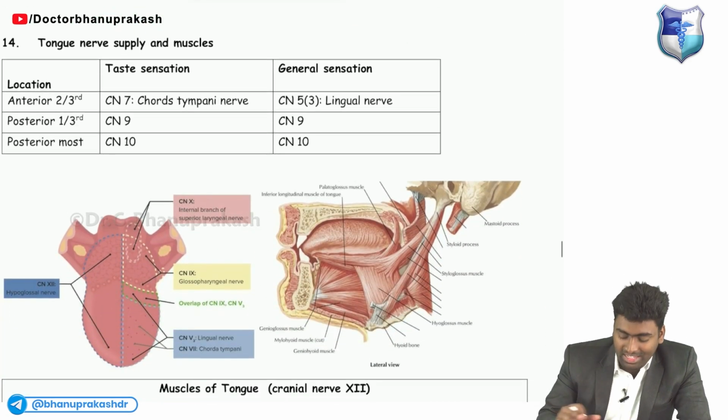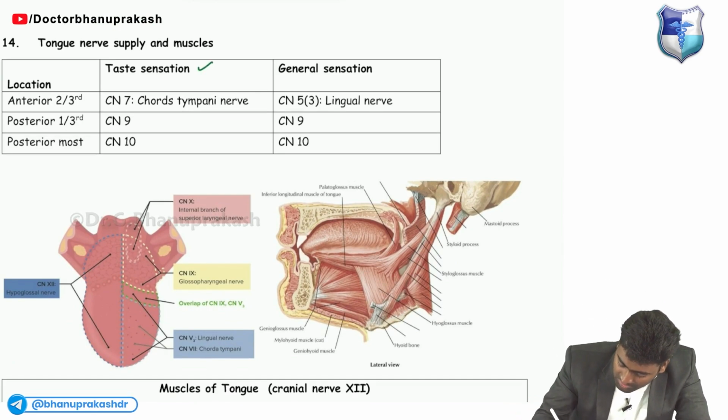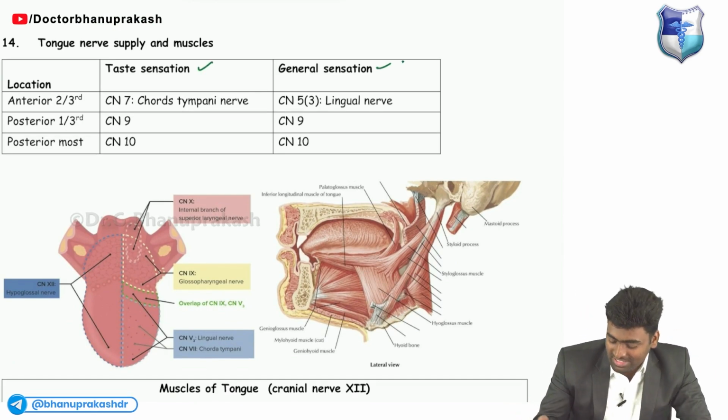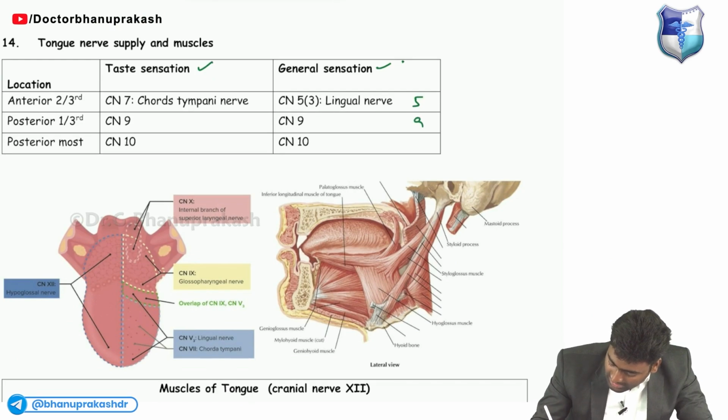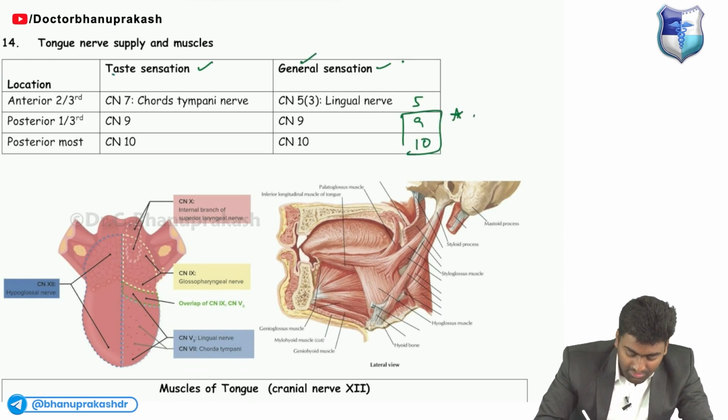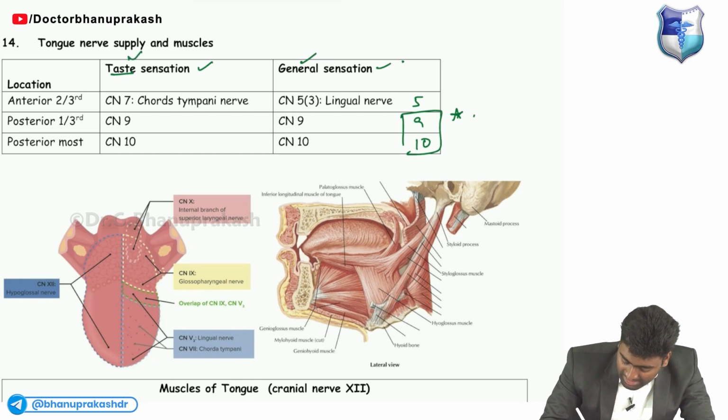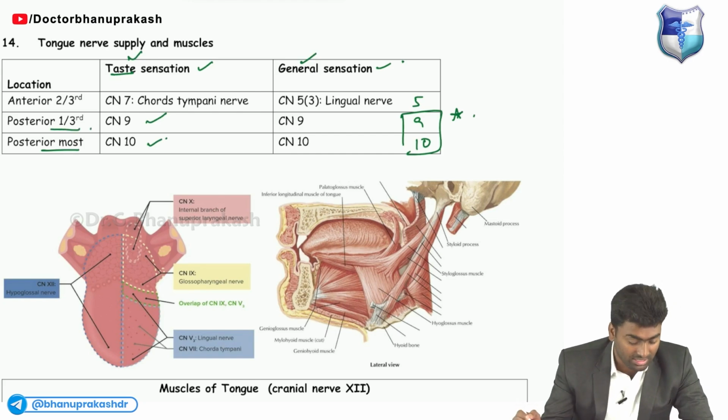And about the tongue, you need to know about the nerve supply. Just remember the same, like here 5, 9, 10. Here 9 and 10 will remain constant. For general sensation and taste sensation, both of them will be carried by the 9th and 10th on the posterior aspect, the posterior 1/3 of the tongue.